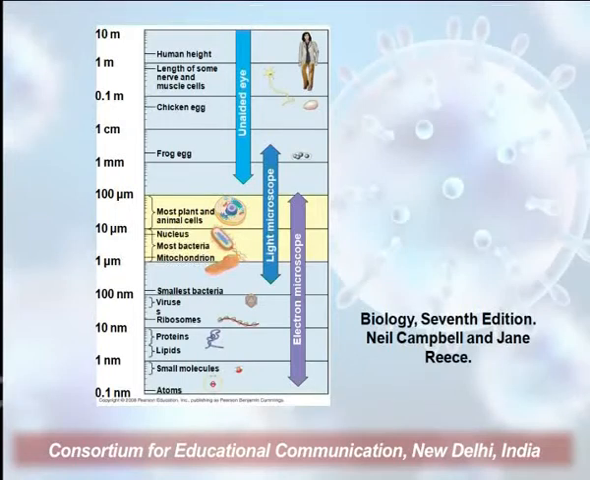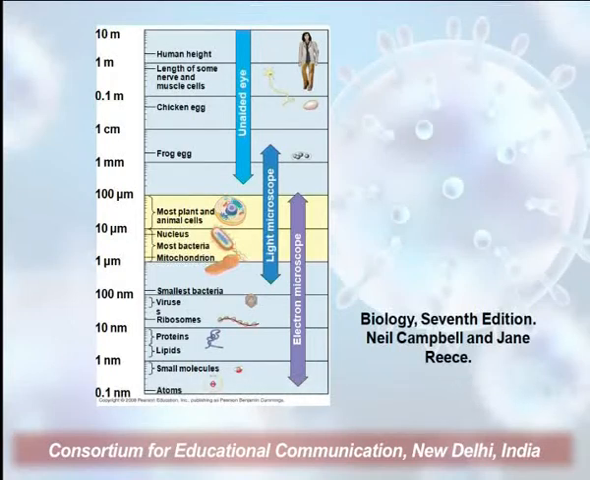Then come the various bacteria. Then there are the nucleus and the various cell organelles, which are present in a size of about 100 to 1 micrometer, and then the egg sizes come into play.